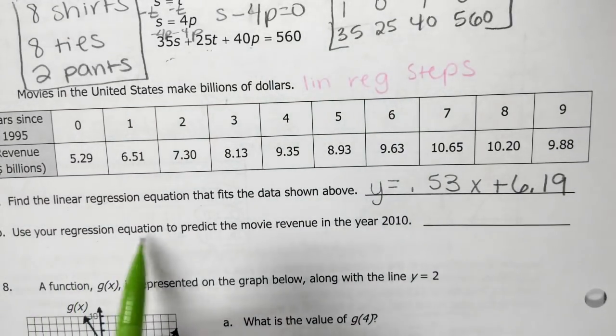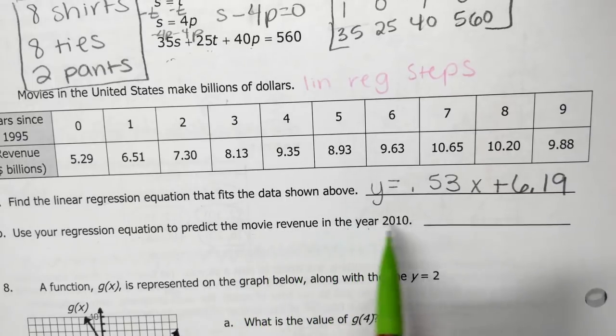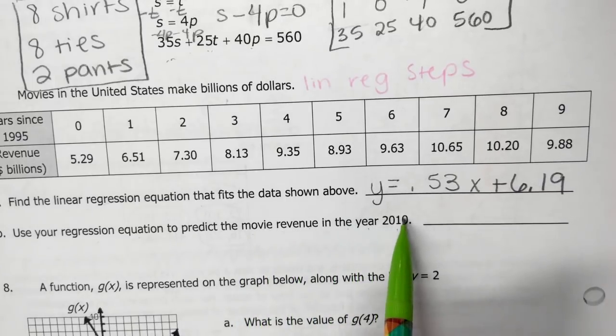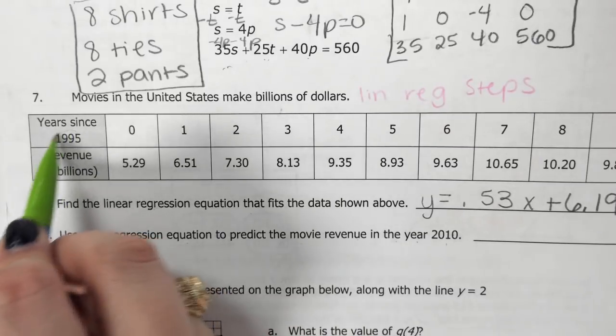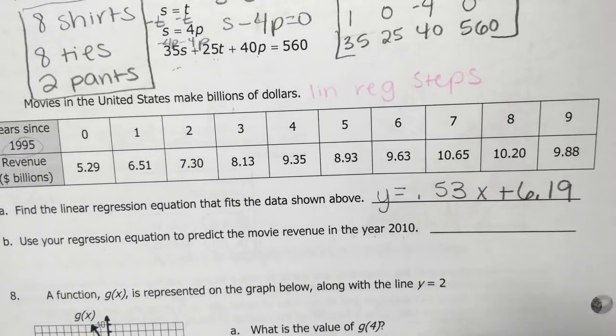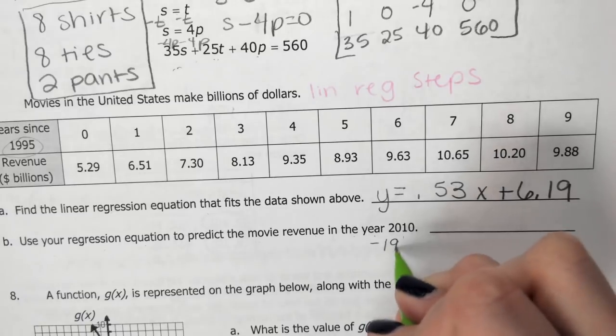Alright, this says use your regression equation to predict the movie revenue in the year 2010. Now this is a tricky one because if you notice my years start at 1995. So what I'm going to do is I'm going to do 2010 minus 1995.